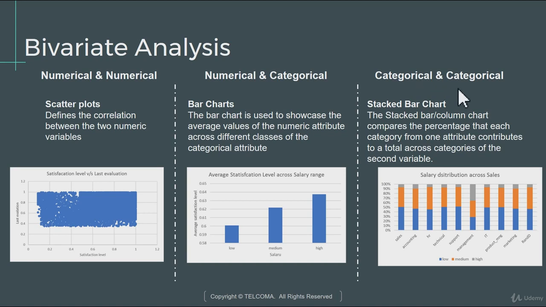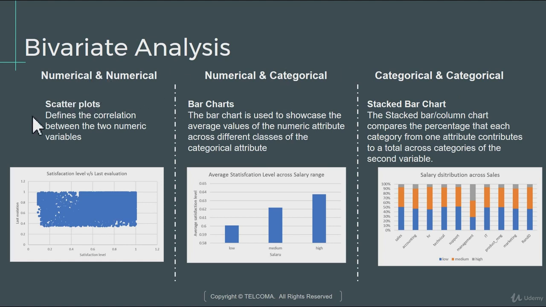So what statistical measures do we use, or what kind of data visualization techniques can we put in place so that we can interpret the relationship and study what kind of patterns exist between two variables while analyzing them? So we'll start with numeric and numeric variables.